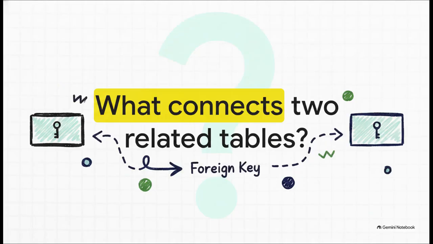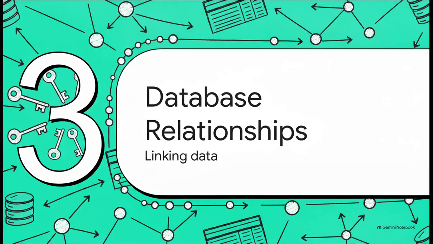Which brings us to a really important question. To test what we just covered, what actually connects two related tables? As you might have guessed, it's that foreign key. Whenever two tables need to talk to each other, the foreign key steps right up to make that connection happen. And that leads us perfectly into part three, building database relationships.